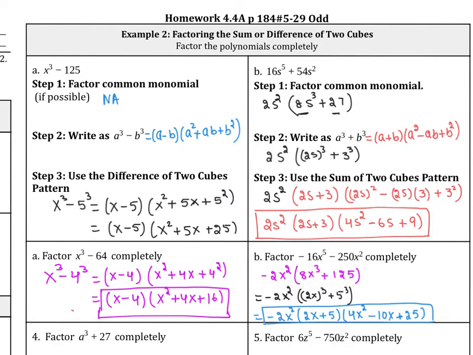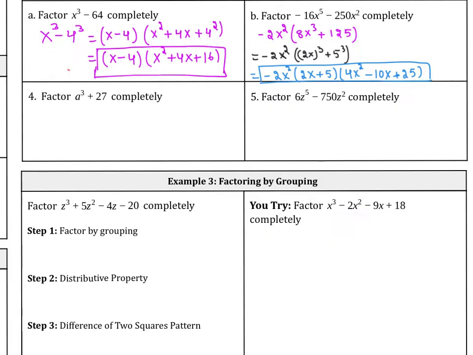You're going to write this as 2x cubed, and 125 as 5 cubed. Now you're going to apply the formula a cubed plus b cubed here. So that's going to be a plus b times a squared minus ab plus b squared. So 4x squared minus 5 times 2x, which is 10x, plus 5 squared, which is 25.